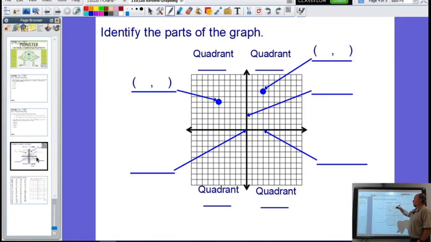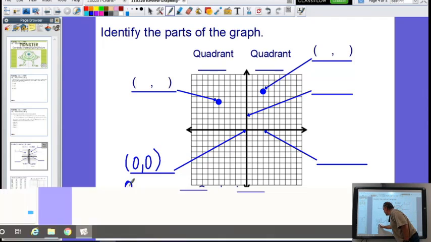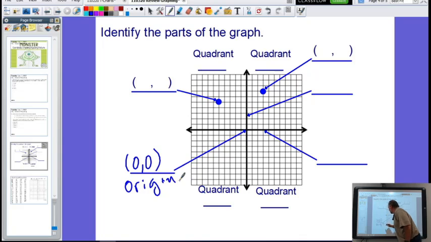First off, one of the things that I need you to be able to do is identify all the parts of a coordinate grid. Okay, so the first thing that we need to look at is this point right here in the center. And what is this point called? Well, it has a location of 0, 0, and we call it the origin. Okay, because that's where everything starts. That's where every coordinate begins, is that origin.